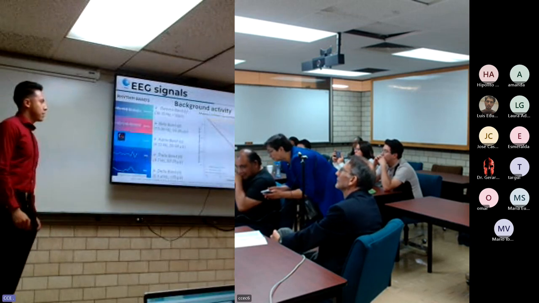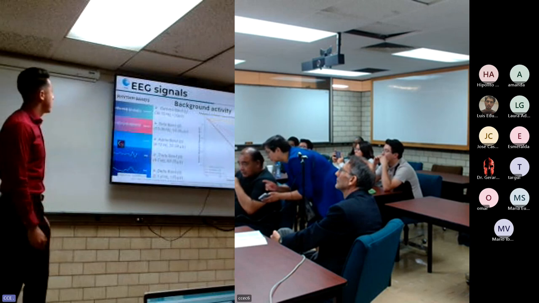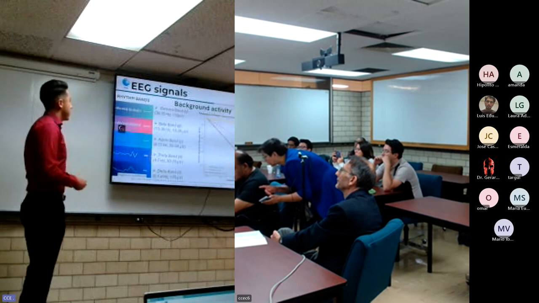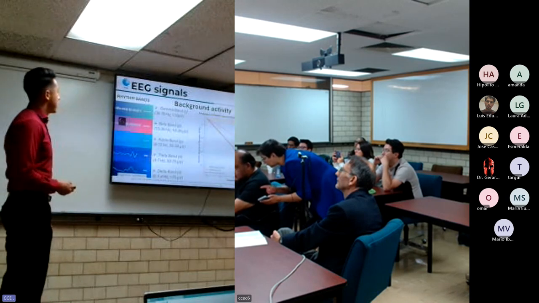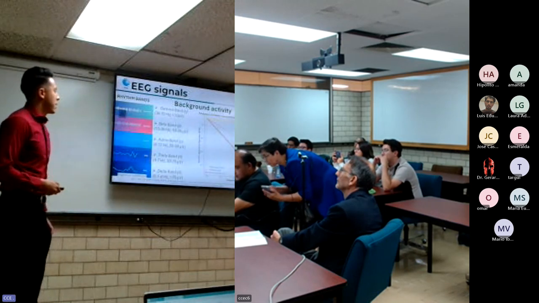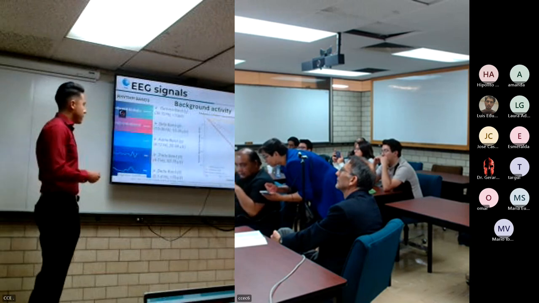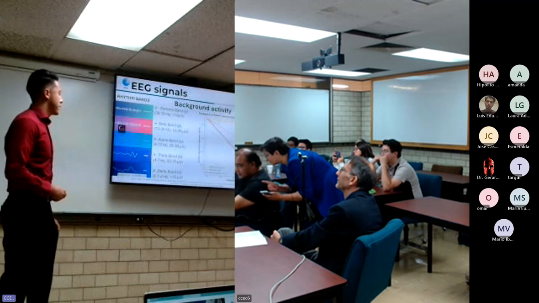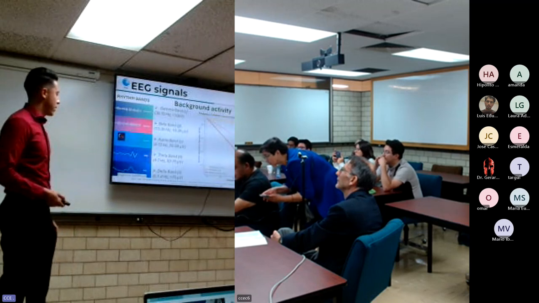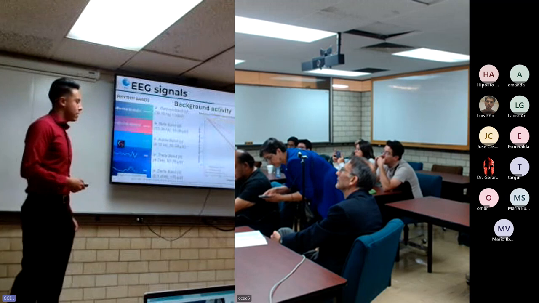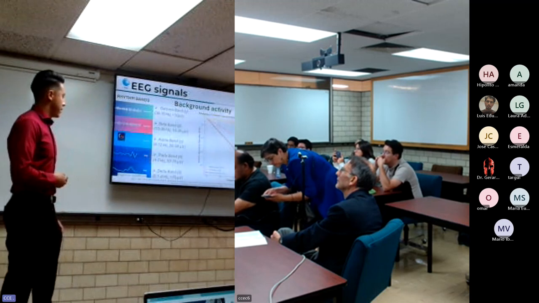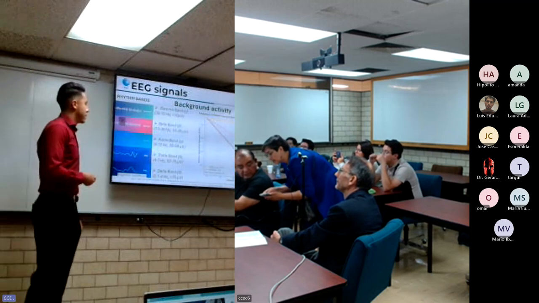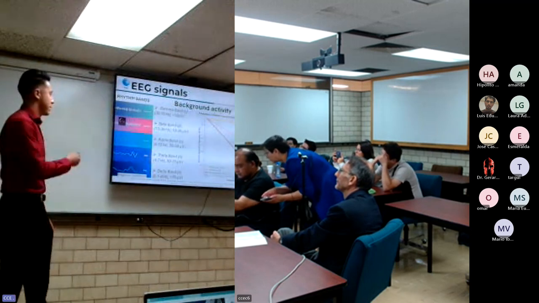In the EEG signals, we have the background activities. For example, we can divide them into the rhythmic bands and also the noises. The highest rhythmic band is the gamma band, from 30 to 70 hertz, with a potential lesser than 10 microvolts. The lowest is the delta band, from 0.1 to 4 hertz, with a potential of more than 75 microvolts. The other ones are the beta band, alpha band, and theta band, and you can see the intervals of each one.